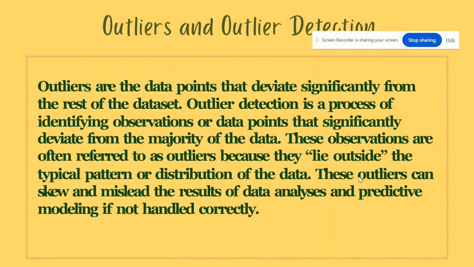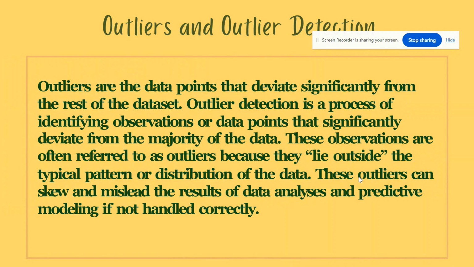Outliers are data points that deviate significantly from the rest of the data set. They're not similar to the data set. They will always be outside the range of that data set. For example, if a data set contains 1 to 10 elements, an outlier may be 20, 30, or 40.